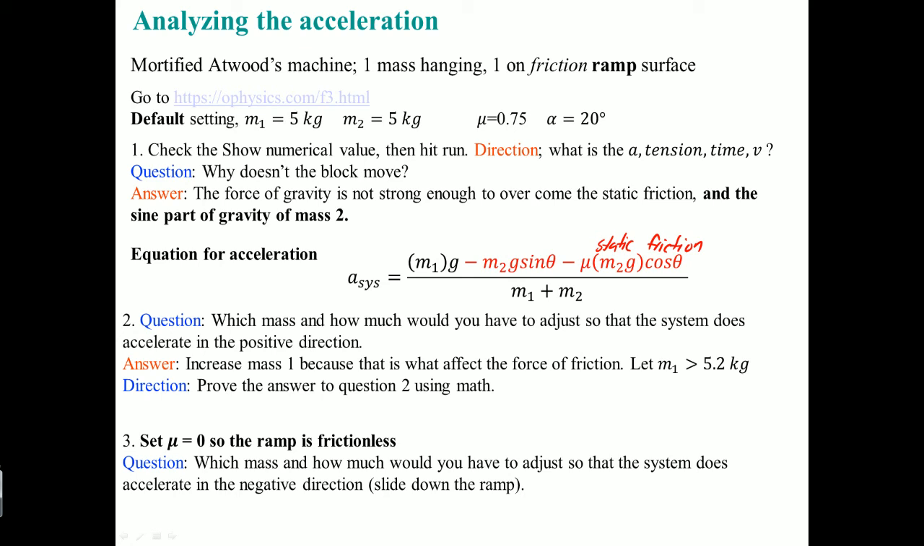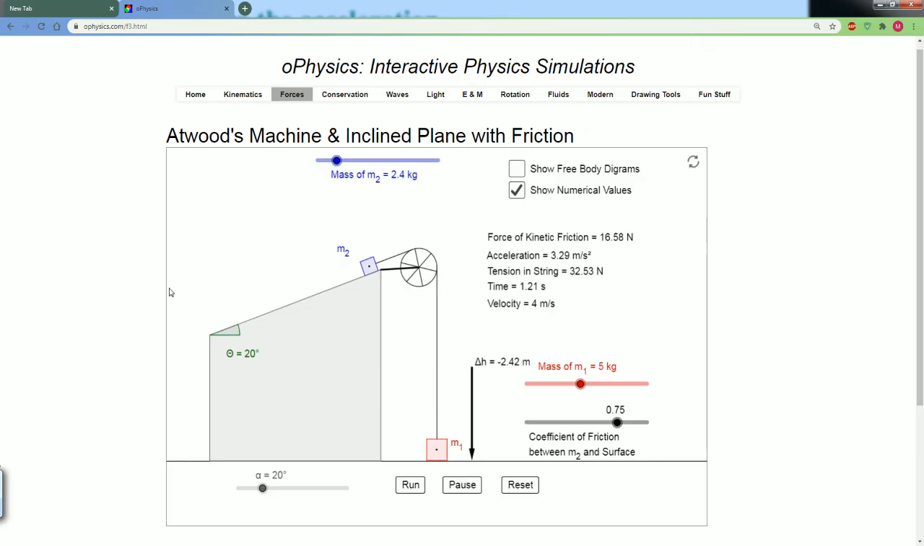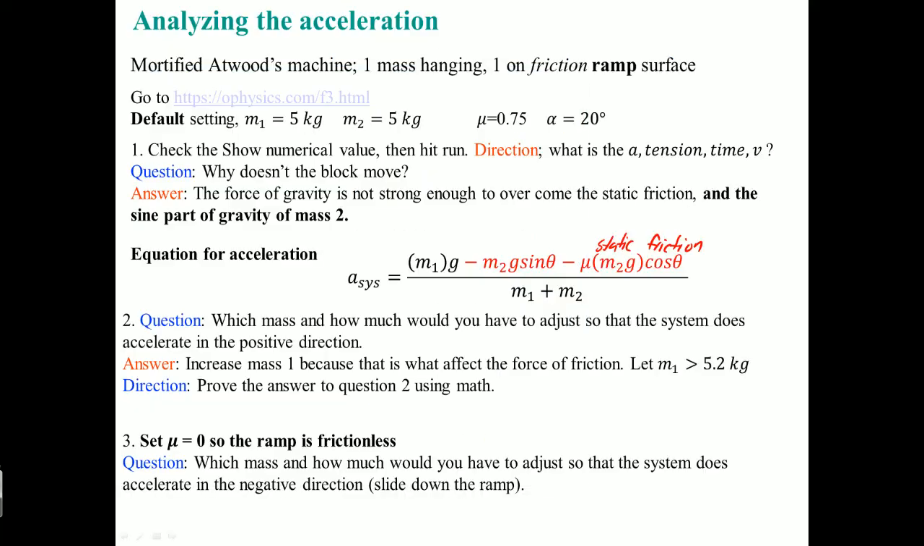Well, I wrote one of the answers right here. I can increase mass 1 because that is what affects the force of friction. In this case, I said that M1 has to be greater than 5.2. And we saw that here, right? We saw that when this was 5, there was no acceleration. And as soon as you go greater than 5.2, do you see how it starts moving at 0.06?